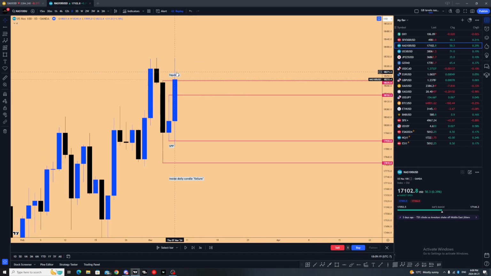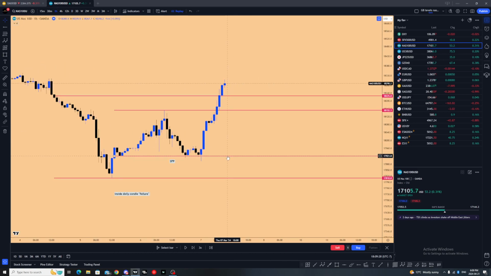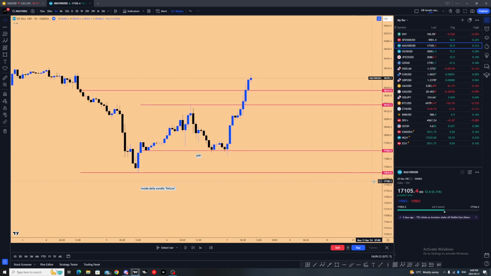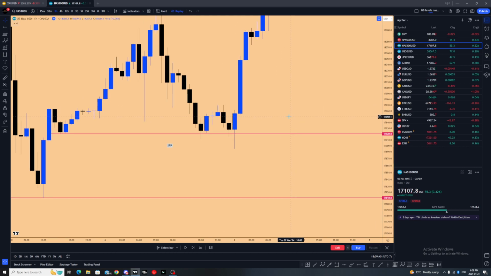Now what happens after that? Okay, don't try to view it as support. This is not what a support is. This is what you call a stop run. This is a stop run.